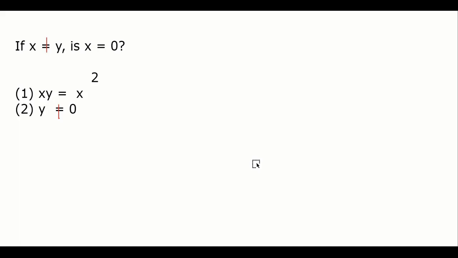Mani, what do you say, second alone? Y is not equal to 0. If y is not equal to 0, how can we find out x? X is not equal to y, but x can be anything. Y is not equal to 0 and x is not equal to y, but that does not mean that x can be 0. X can be anything. So 2 alone is not sufficient, everybody knows, right?